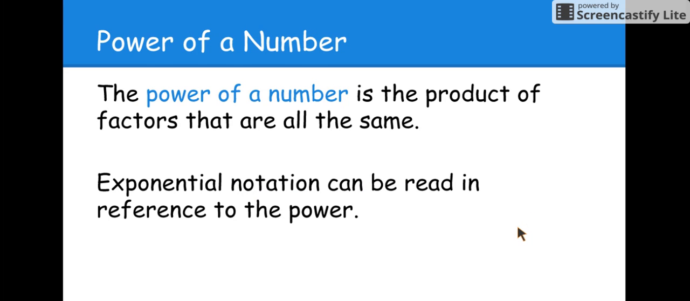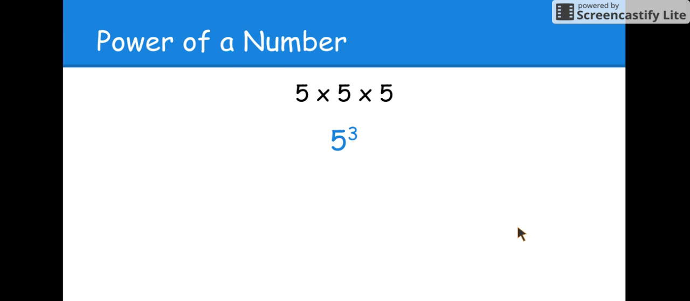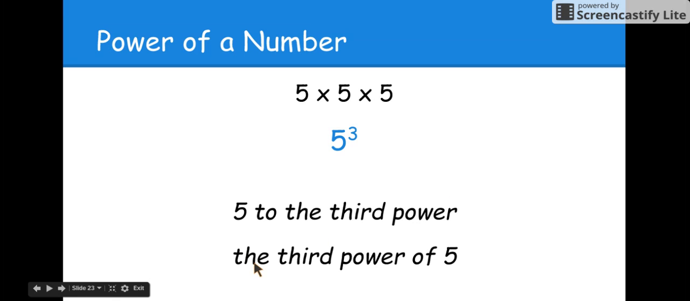Power of a number. The power of a number is the product of factors that are all the same. Exponential notation can be read in reference to the power. So if we have 5 times 5 times 5, we can read this as 5 to the third power, or the third power of 5.